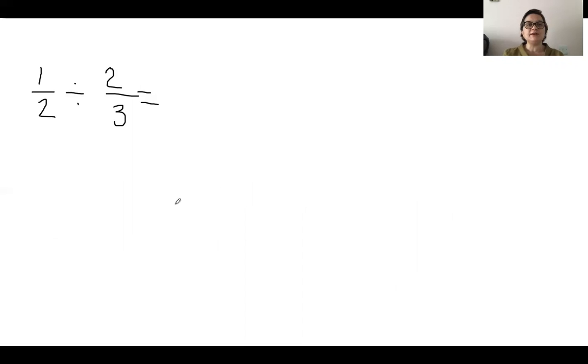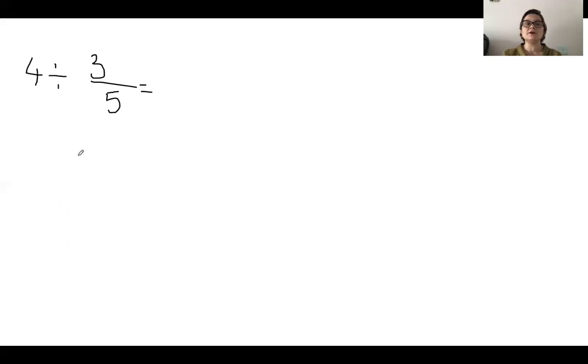1/2 divided by 2/3 means 1/2 times 3/2. So change the second fraction upside down and change the division to multiplication. Now multiply numerator by numerator, denominator by denominator. 1 times 3 is 3, and 2 times 2 is 4, so 3/4. Again, this fraction can't be simplified further.